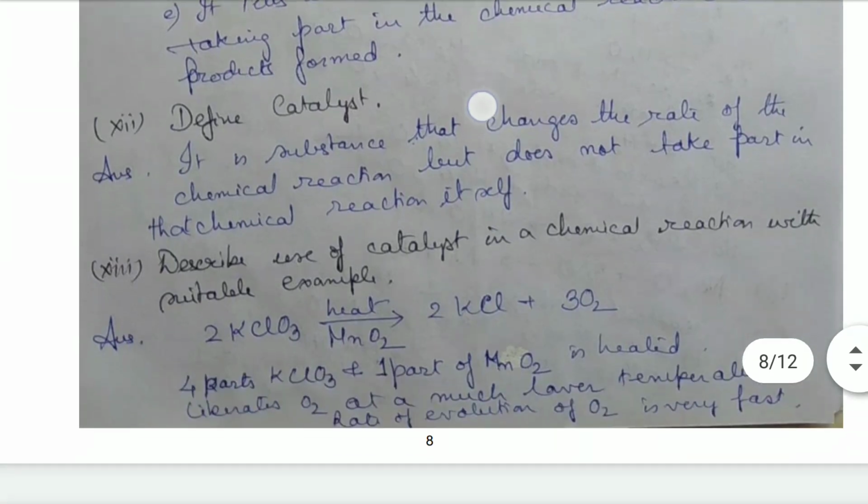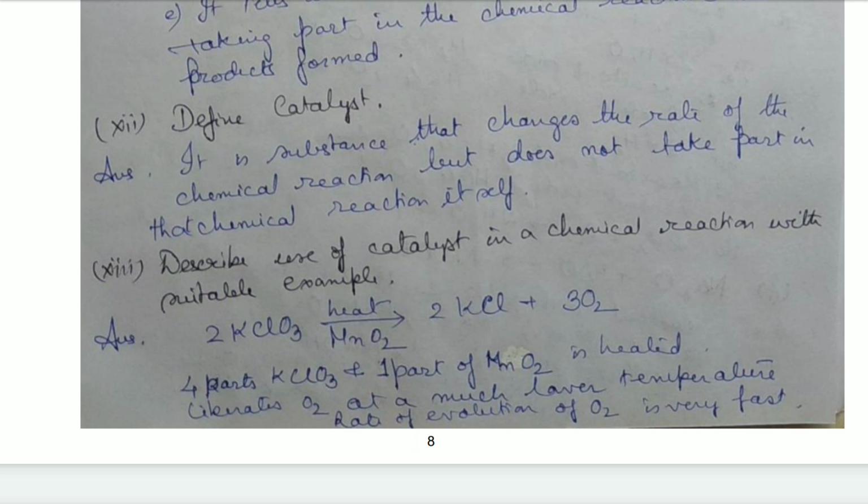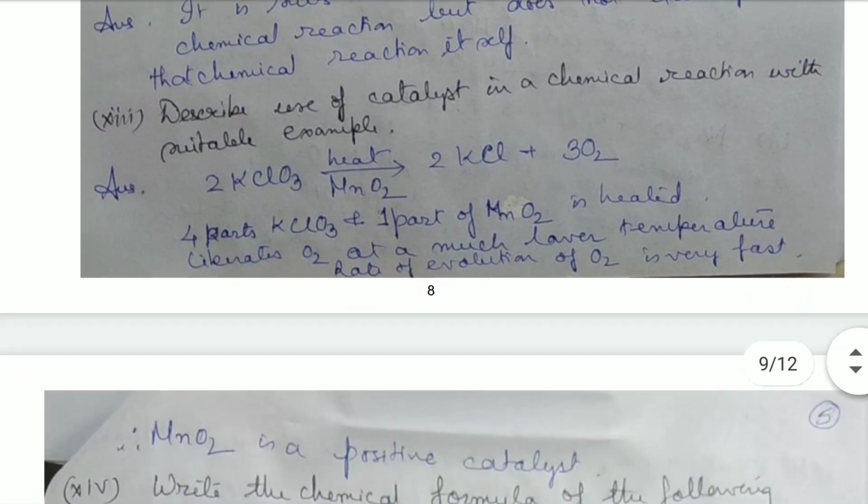Now, what is a catalyst? A catalyst is a substance that changes the rate of the chemical reaction but itself does not take part in the reaction. Now, describe the use of a catalyst in a chemical reaction with a suitable example. See, a suitable example is 2KClO3, potassium chlorate. When we give heat in the presence of manganese dioxide, then this KClO3 decomposes into potassium chloride and oxygen.